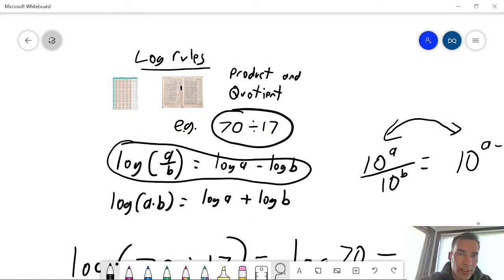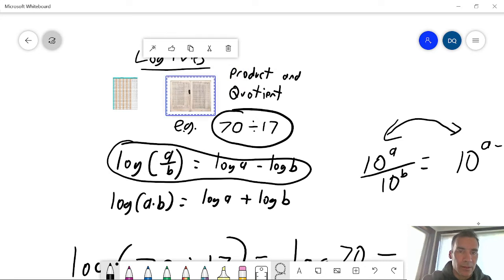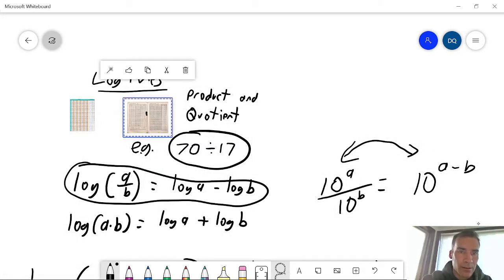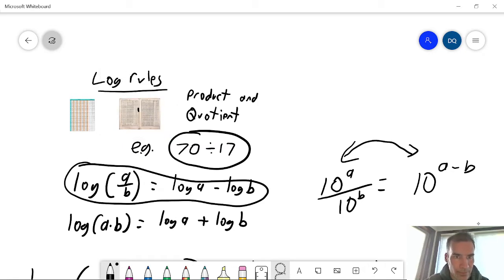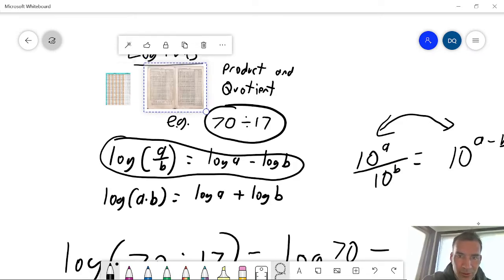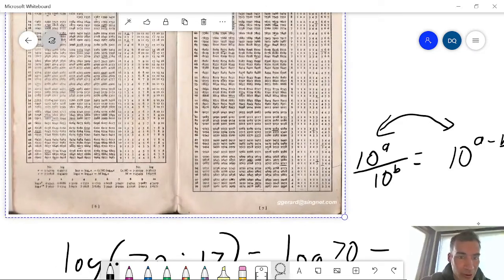So I'll go over to my table. And sorry, I'm old, taking time to use this whiteboard, learn how to use this whiteboard.